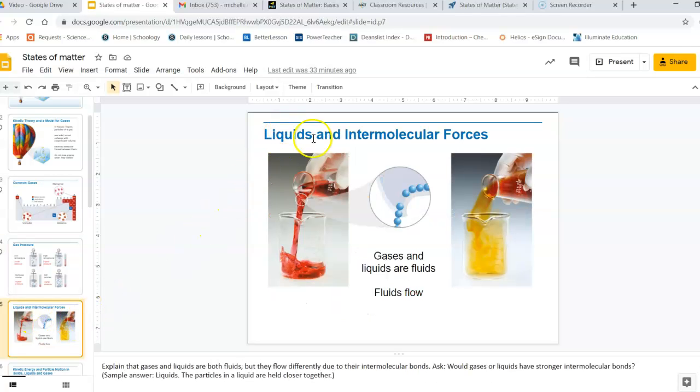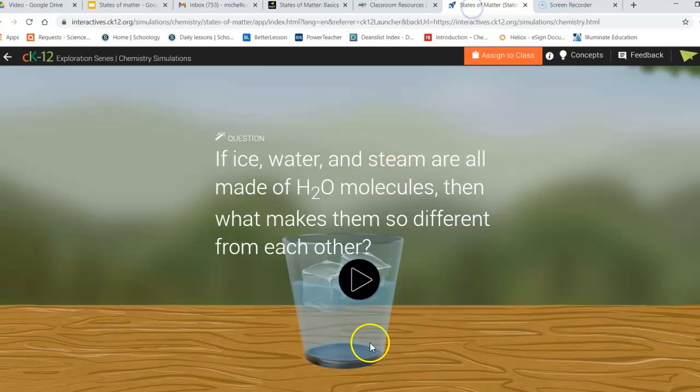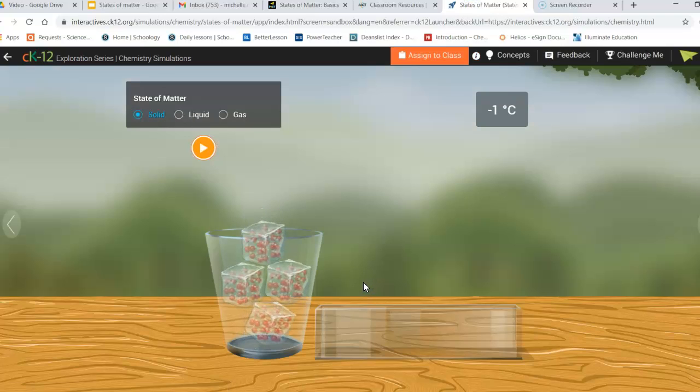The other thing we need to know is that liquids as well as gases are called fluids. Fluids are anything that flows. This is a substance, I'm not sure what it is, but it is obviously a liquid. This is iodine, and it is a gas. Both substances flow. I actually have a really nice simulation here. Let me just show you this.